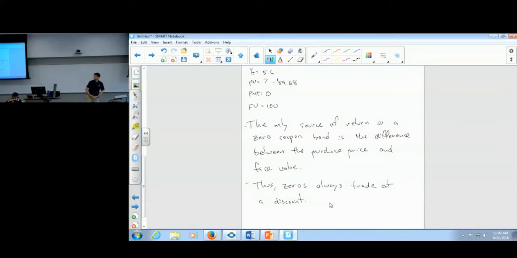Yes, ma'am. Right, and what does a discount mean? Current price is less than face value, yeah. So if you go to calculate the price of a zero coupon bond and you come up with something higher than face value, you know something's gone wrong. That can't be right.